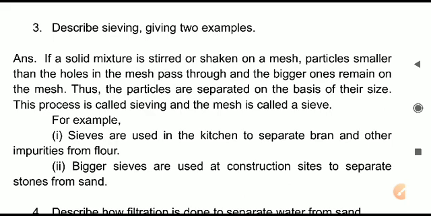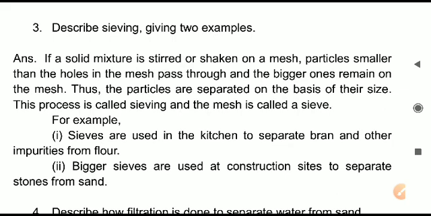If a solid mixture is stirred or shaken on a mesh, we have taken a mesh and on that we are shaking the solid mixture. In this case, what is happening? The mesh has small holes, and particles smaller than the holes pass through and bigger ones remain on the mesh. So when we shake any solid object on the mesh, small particles will fall downwards and big particles will remain upwards. In this way, we can separate the impurities, the particles, from a solid mixture, from a solid substance.